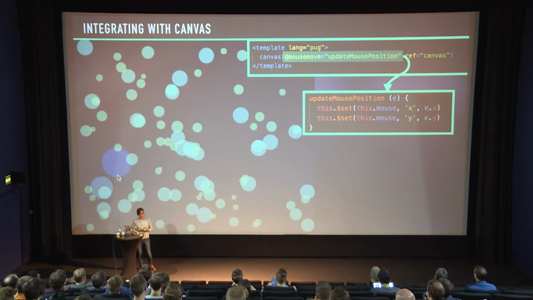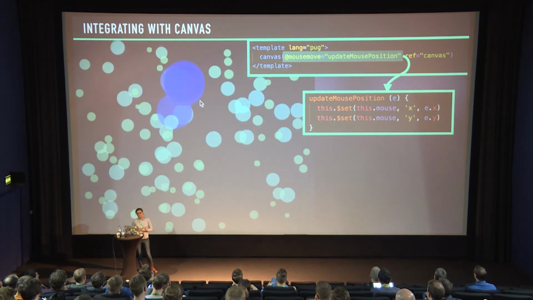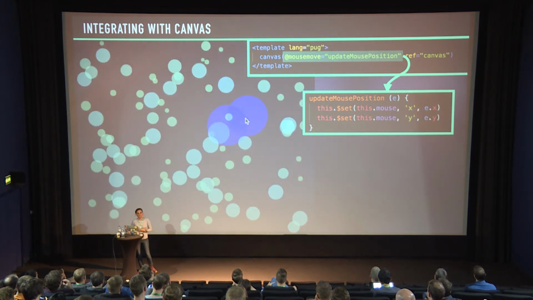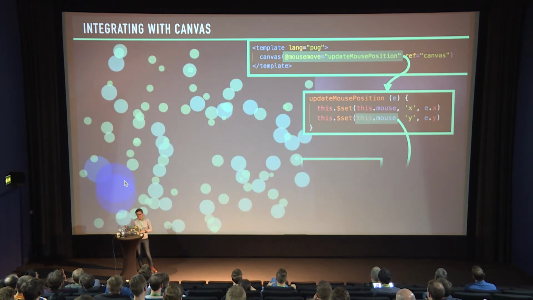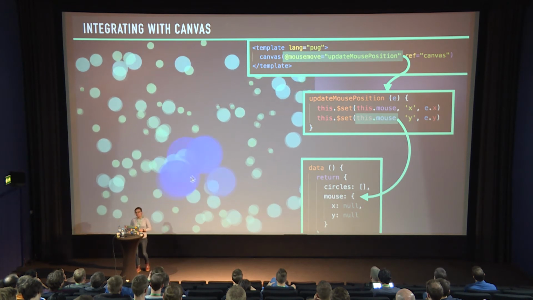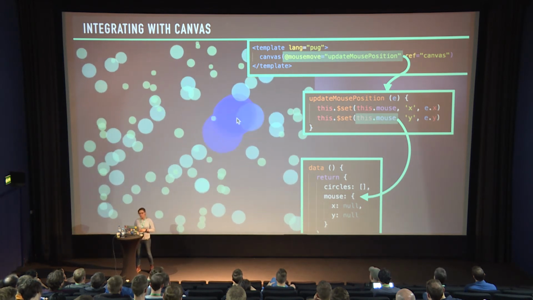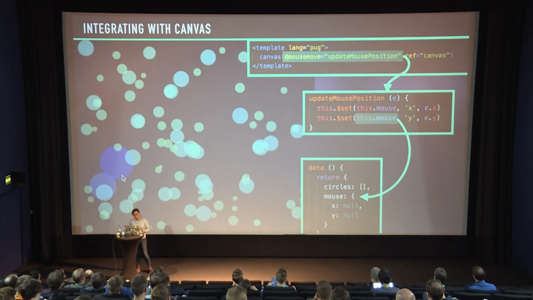The update mouse position function just saves the X and Y coordinates of where your mouse is so that you can easily access it afterwards. The mouse object itself is saved inside of the data object. And we also have this empty circles array that we are going to fill soon.